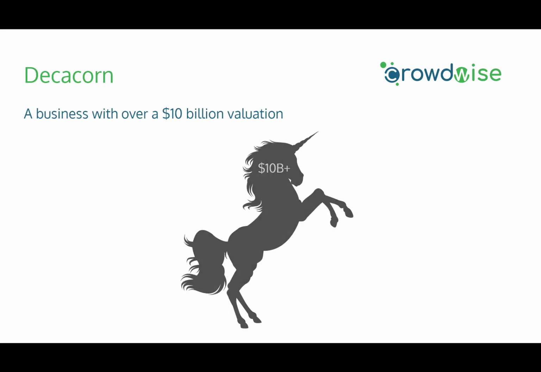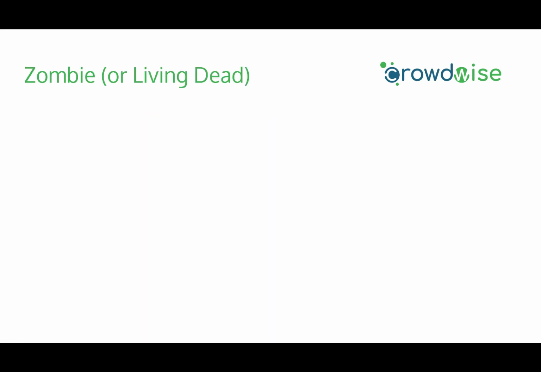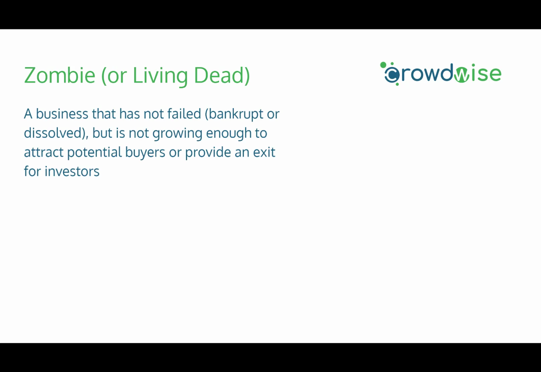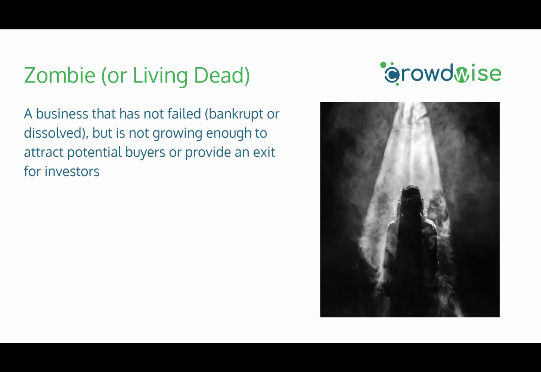Now, a decacorn, as you might guess, is similar to a unicorn, only it's a business with over a $10 billion valuation. Lastly, as we've mentioned in the past, there's a type of business called a zombie, or living dead. It's a business that has not failed, so it's not bankrupt or hasn't been dissolved, but it's also not growing enough to attract potential buyers or to provide an exit for investors. Even though the business may not be a failure, it is a failure for investors.